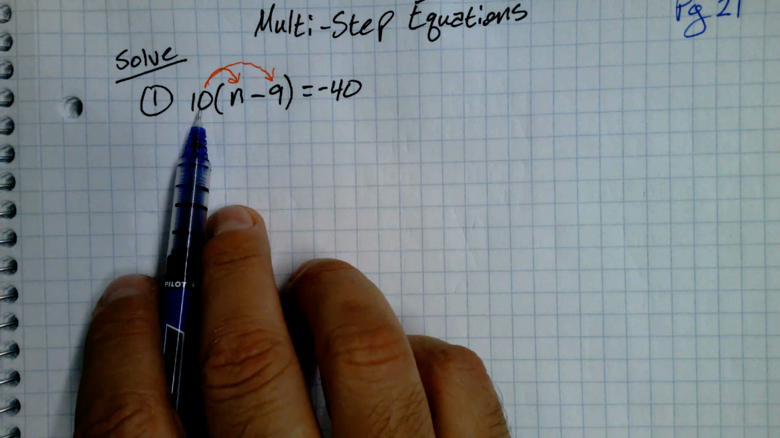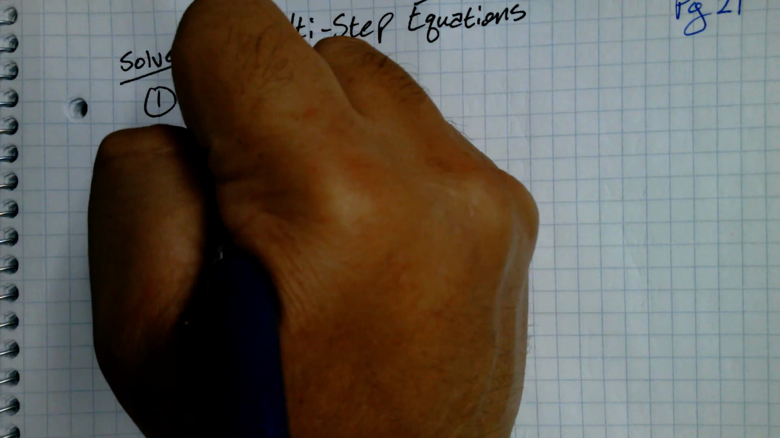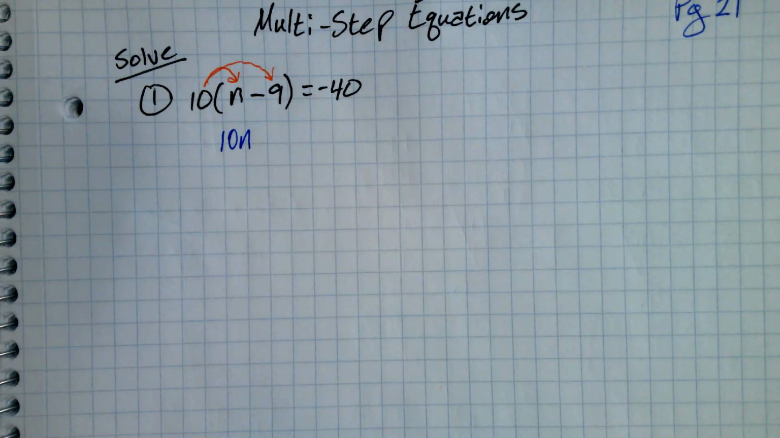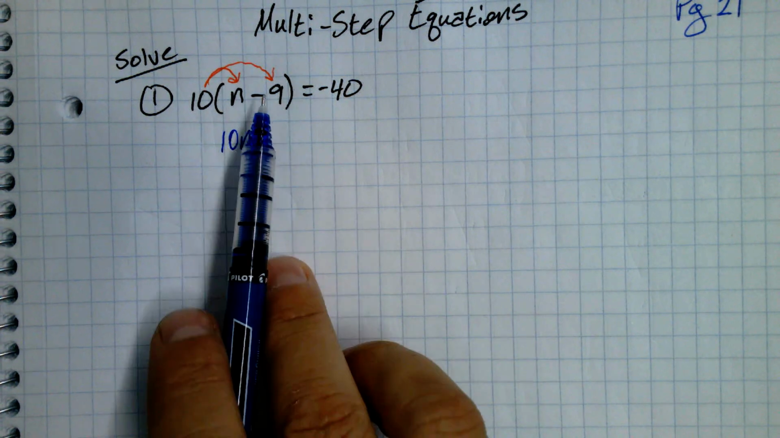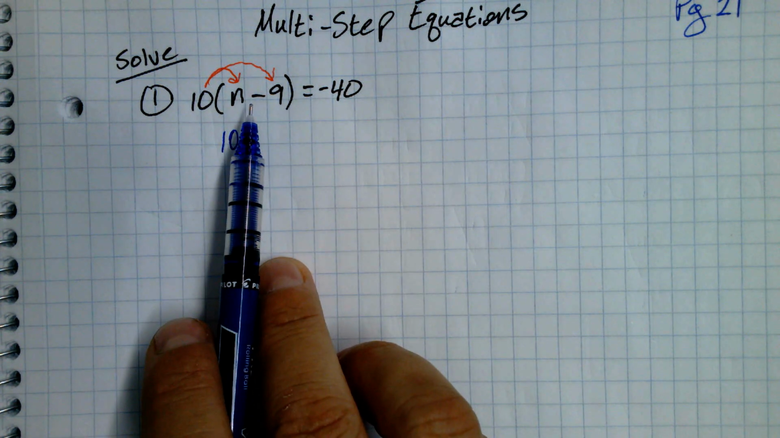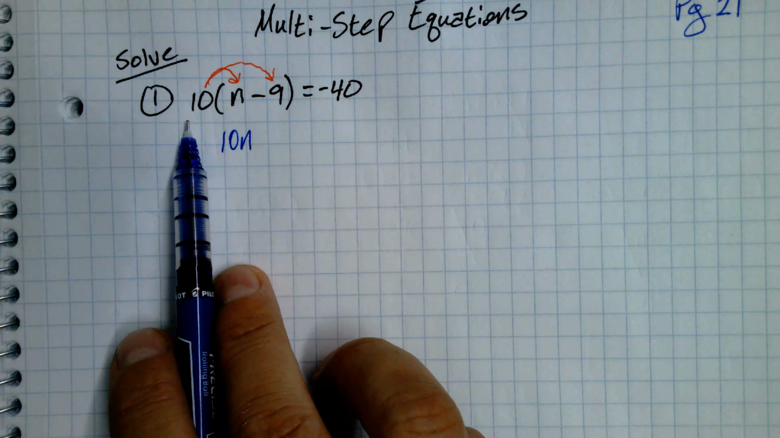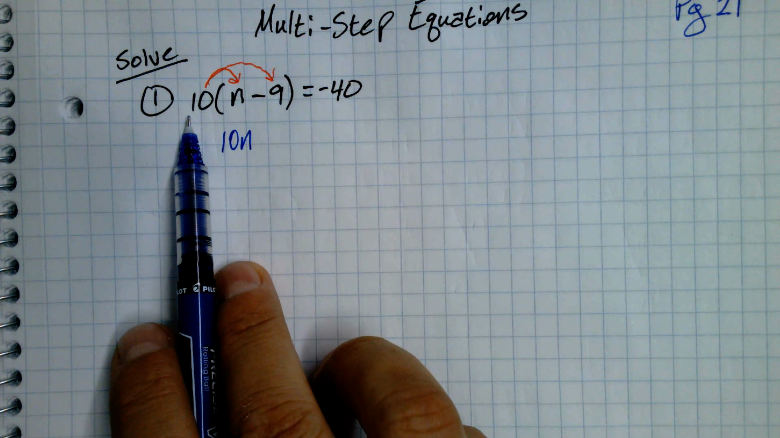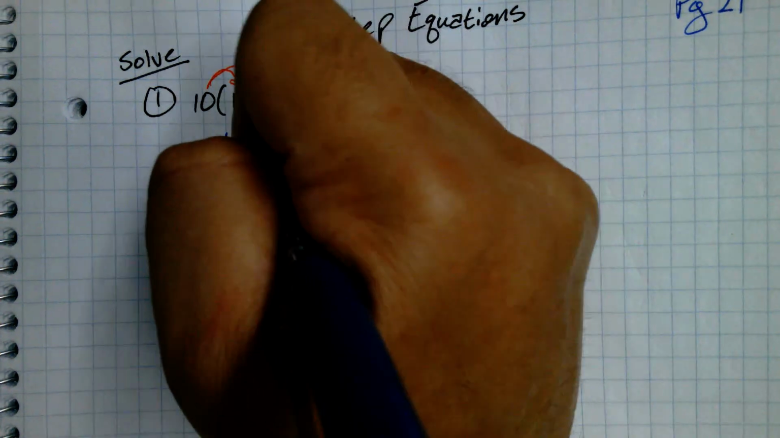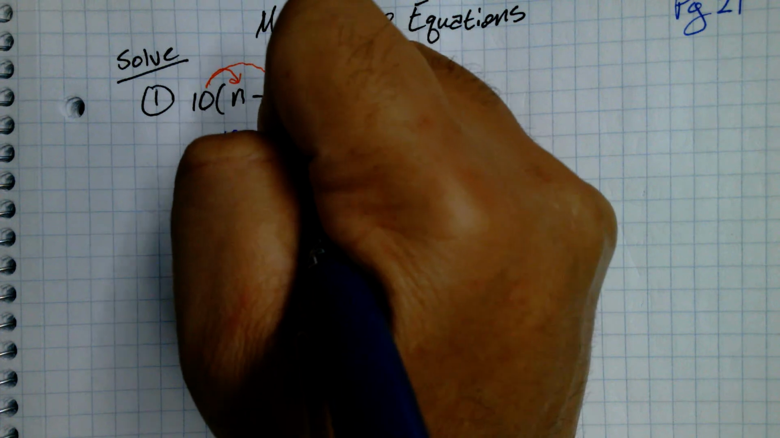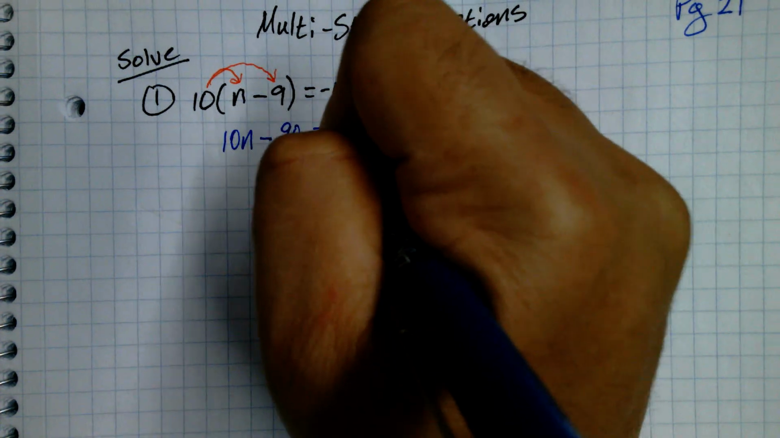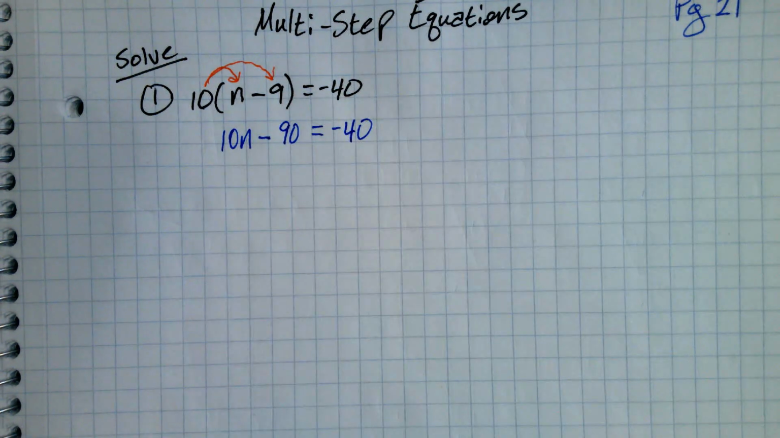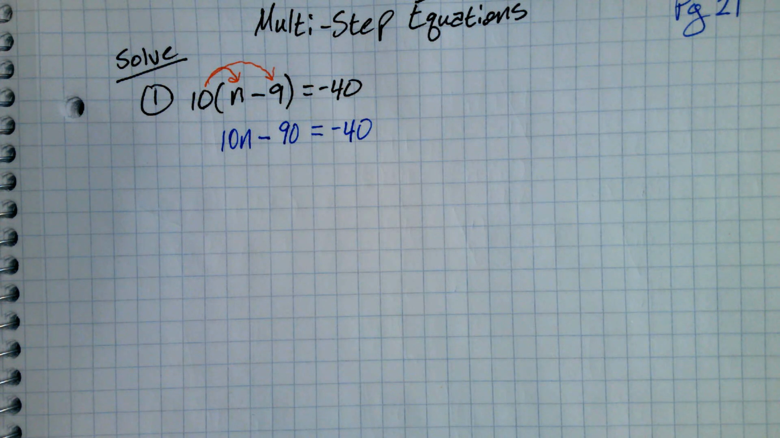Let's see what that gives us. 10 times n, that'll be 10n. Now here, is the sign going to flip to a plus sign or stay minus? Stay minus. The only time that would flip is if we have a negative outside. So it stays minus, and then we do 10 times 9 equals negative 40. So if there's parentheses and we can distribute, the first thing we should do is distribute. That's going to get rid of the parentheses. Now we can go in and solve this. Okay?